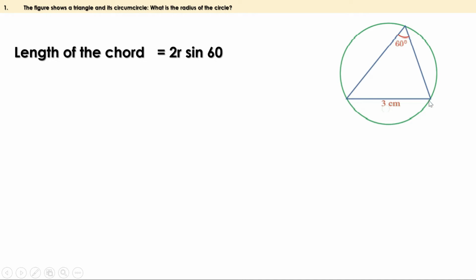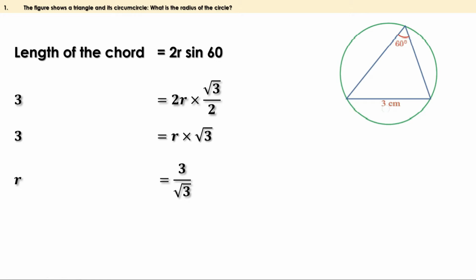Here the length of the chord is 3 centimeters and the value of sine 60 is root 3 by 2. Replacing, we get 3 equals 2r into root 3 by 2. 2 and 2 get cancelled and we get 3 equals r into root 3. To find r, let us take root 3 to the other side. We get 3 by root 3 equals r. 3 means root 3 into root 3. One root 3 from numerator and denominator gets cancelled and we get r equals root 3. That means the radius of the circle equals root 3 centimeters.